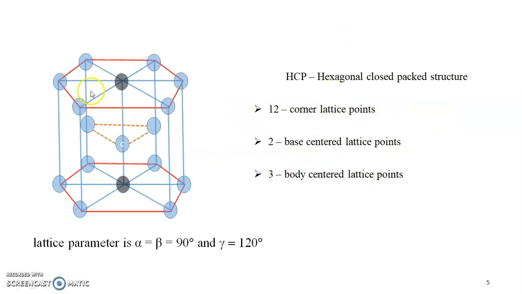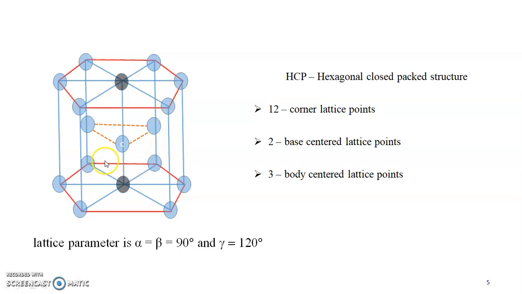This is the HCP unit cell. This has 3 planes of atoms. One is the bottom plane, another one is the middle plane, and the third one is the top plane.